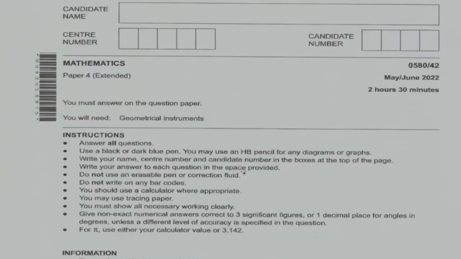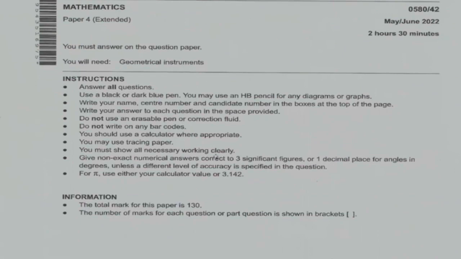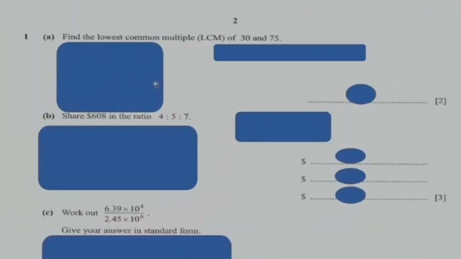Read the instructions carefully. It says you have to answer all the questions and you can use the calculator. You get a total of 130 marks. Let's start. Question number 1.